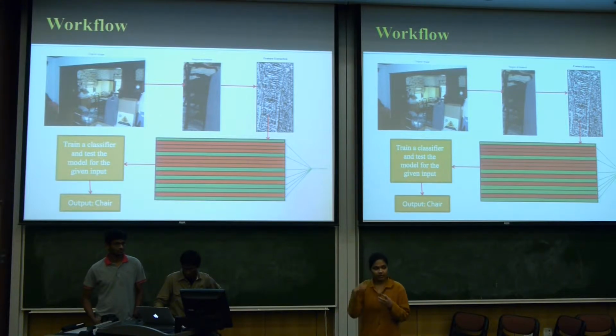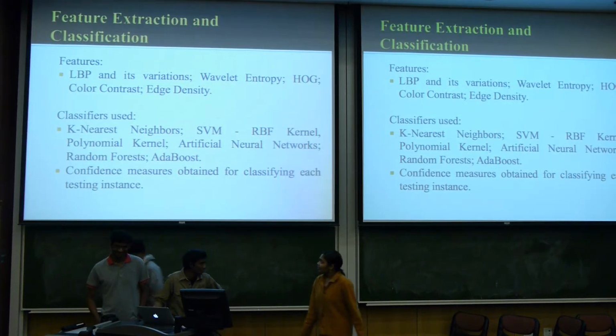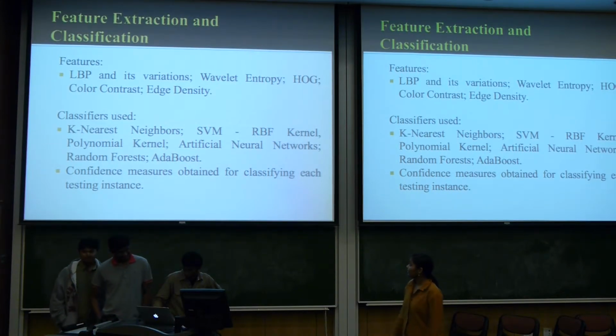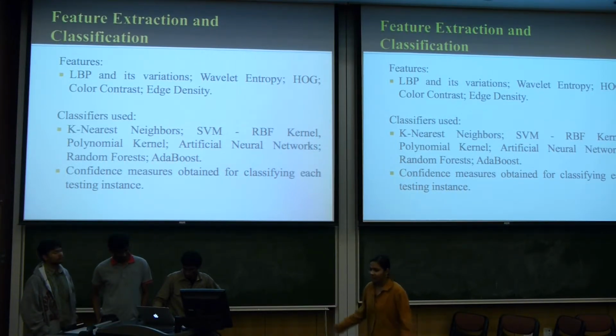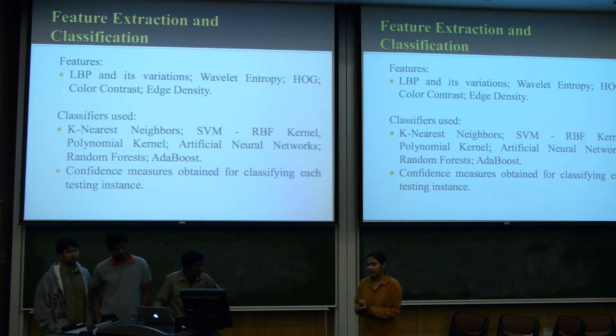So we select good dimensions out of the set of dimensions that we have, and we train the classifier on those features. The usual set of features: local binary patterns for texture, histogram of oriented gradients, color contrast. Classifiers: k-nearest neighbors, SVMs, a bunch of classifiers that we have tried out. And we have coded confidence measures for each of the classes, for each of the classifiers.